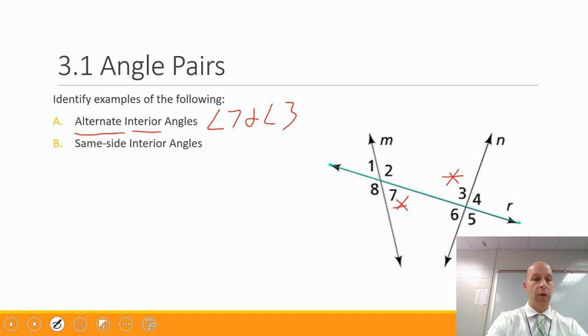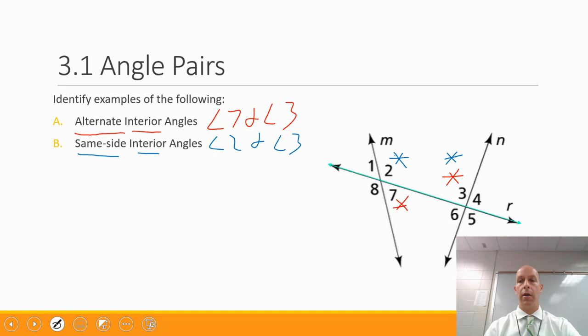Another example, I'll use a different color ink this time. Let's do blue, is same side interior. Same side means they have to be on the same side of the transversal, and they have to be interior. In other words, they have to be between lines M and N. So here we could say, for example, angle 2 and angle 3 are same side interior angles.